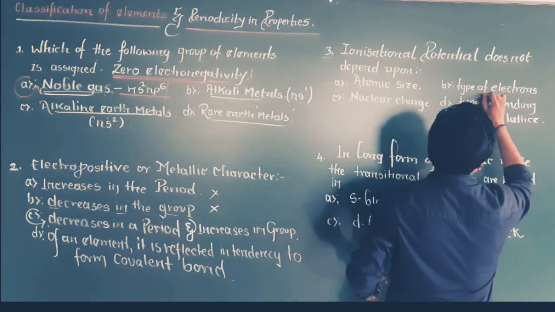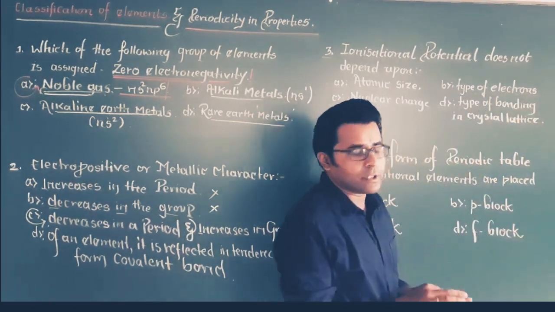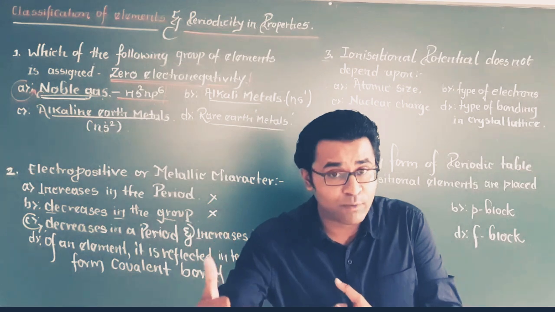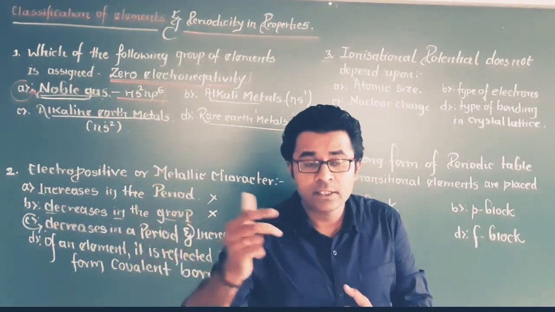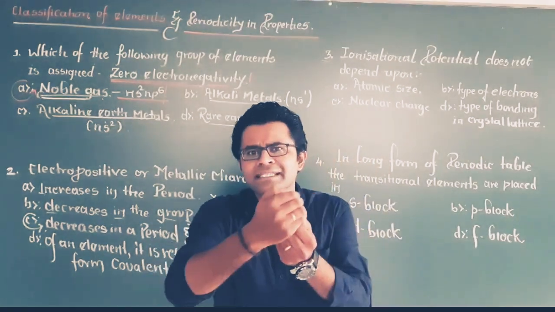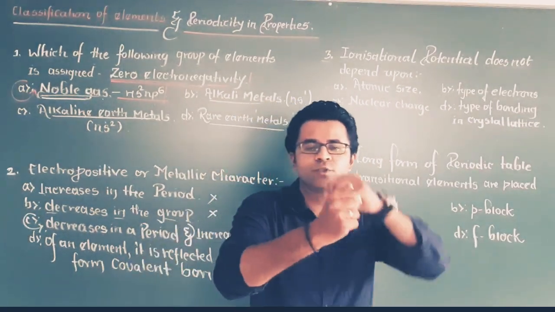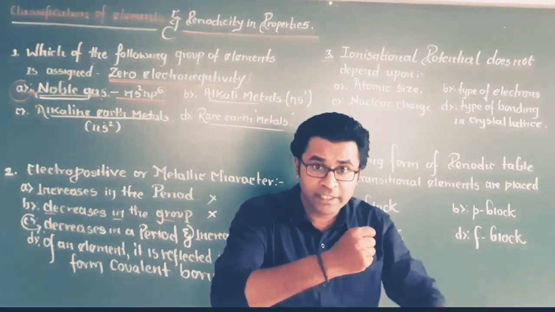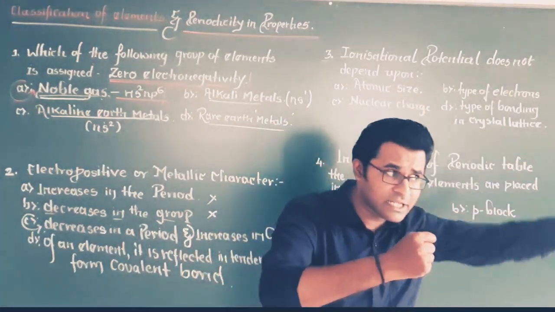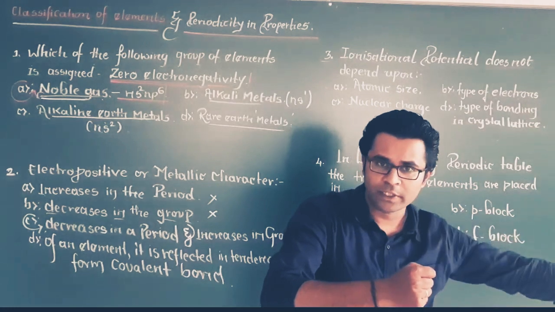Second one, type of electron. Now, type of electron in a sense, like S block electrons, P block electrons, F block electrons, right? So, what will happen? S orbital electrons are very close to the nucleus. After that comes the P orbital electrons. After that comes the D orbital. After that comes the F orbital.